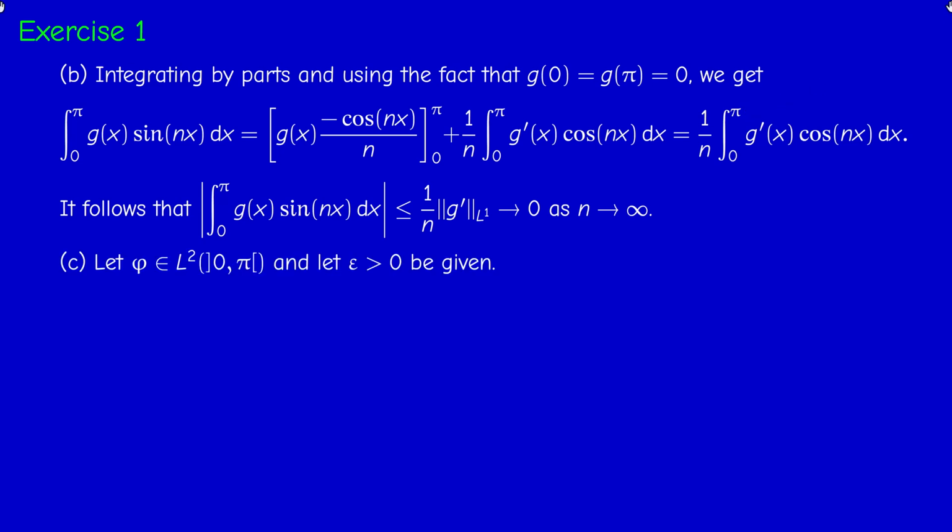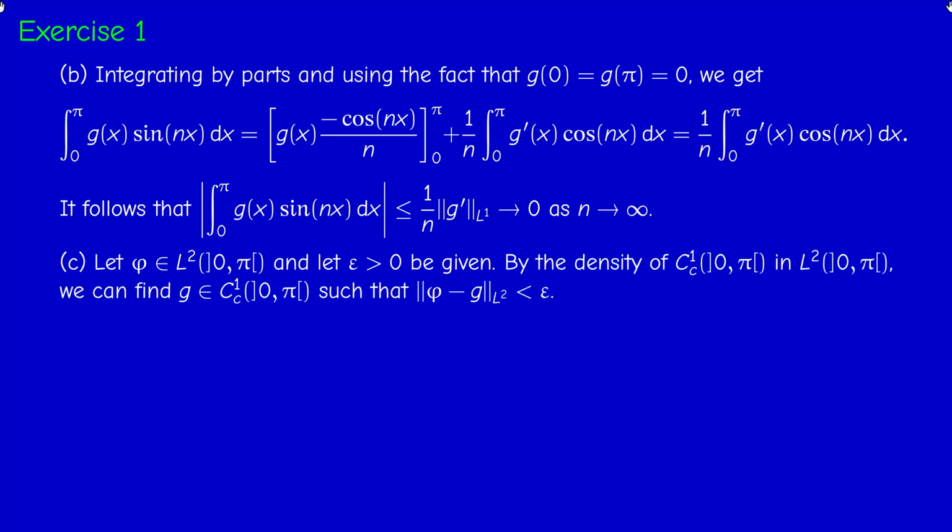Okay, now to prove that F_n converges weakly, as we said, we take an element in the dual of L2, or just a function in L2, phi, and you have to prove that the integral of phi F_n tends to 0. So, as we said, we use the density of C_c^1. We could have taken g in C_c infinity if you like, but we don't need it; we just need the first derivative of g. We didn't need further derivatives in this integration by parts. So C_c^1 is enough.